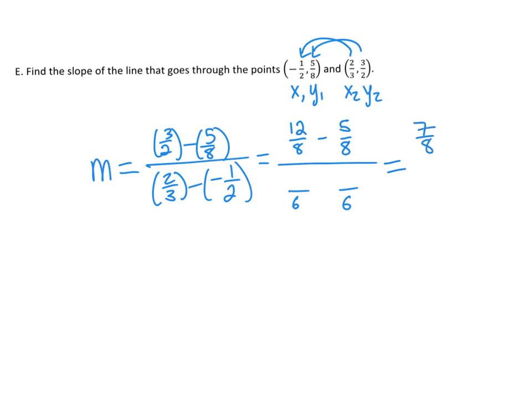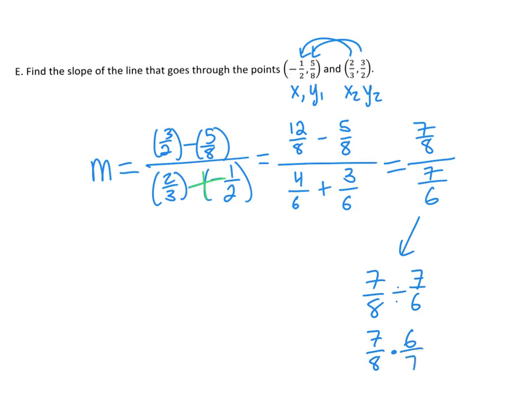In my denominator, I'm going from thirds to sixths, so I would do 3 times 2 to get to 6, and therefore I need to also multiply my numerator by the same number, or 2, to get 4/6. I see a double negative here, which changes to a plus, and 1/2 is the same thing as 3/6, so therefore my denominator is 7/6. I can rewrite this problem as 7/8 divided by 7/6, which means that this is the same thing as 7/8 times the reciprocal, or 6/7.